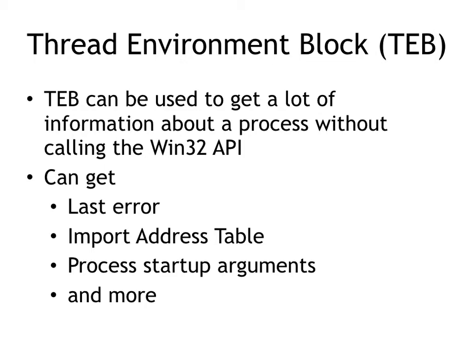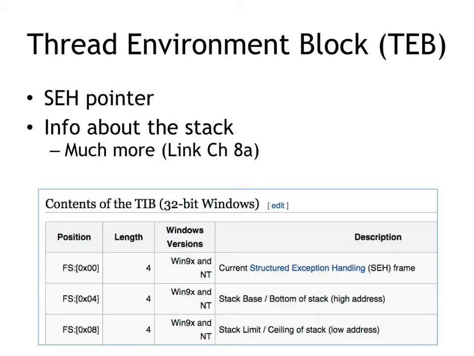You can get a lot of information about a process without calling the API. And I don't really know why they don't just use the API, but perhaps the API functions are inconvenient or incomplete. So you can get the last error from the thread, you can get the import table for the thread, the startup arguments, and more. And the most important thing to us is the structured exception handler, which is right at the start of the thread information block at location 0.